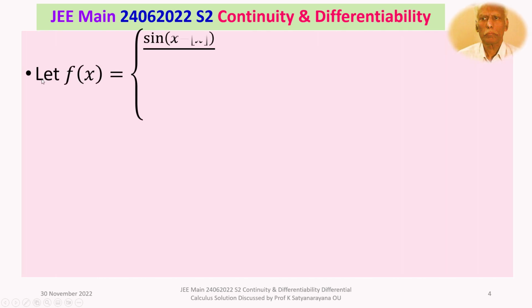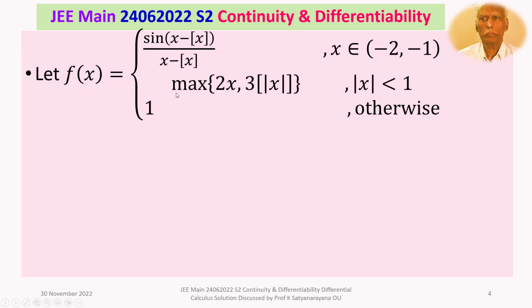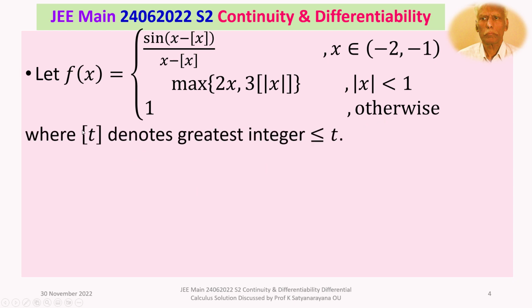The problem is: let f of x be equal to sine of (x minus [x]) by (x minus [x]) when x belongs to the open interval (-2, -1), and maximum of (2x, 3[|x|]) when |x| is less than 1, and it is 1 otherwise, where [t] denotes the greatest integer less than or equal to t.